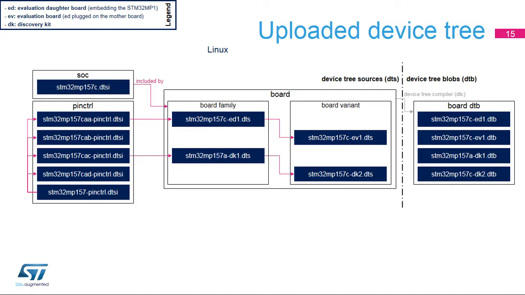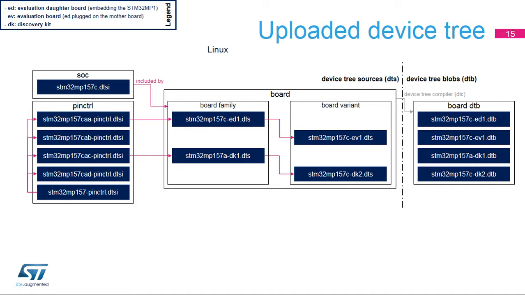Board files are split in two levels: a board family factorizing everything that is common to a board family, and a board variant that allows the management of the differences across a family. Finally, each board can be compiled with the device tree compiler DTC in order to get the device tree blob to be given as parameter to the Linux kernel. This diagram is covering the cases of the evaluation board EV1 and the discovery kit DK2. Those boards are variants of the Evaluation Daughter Board, ED1, and the Discovery Kit, DK1.